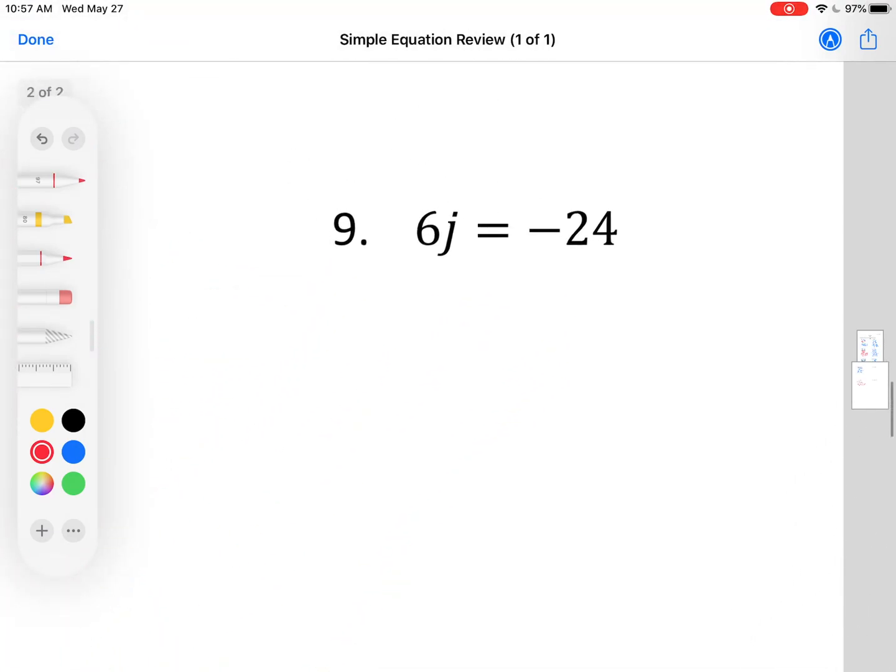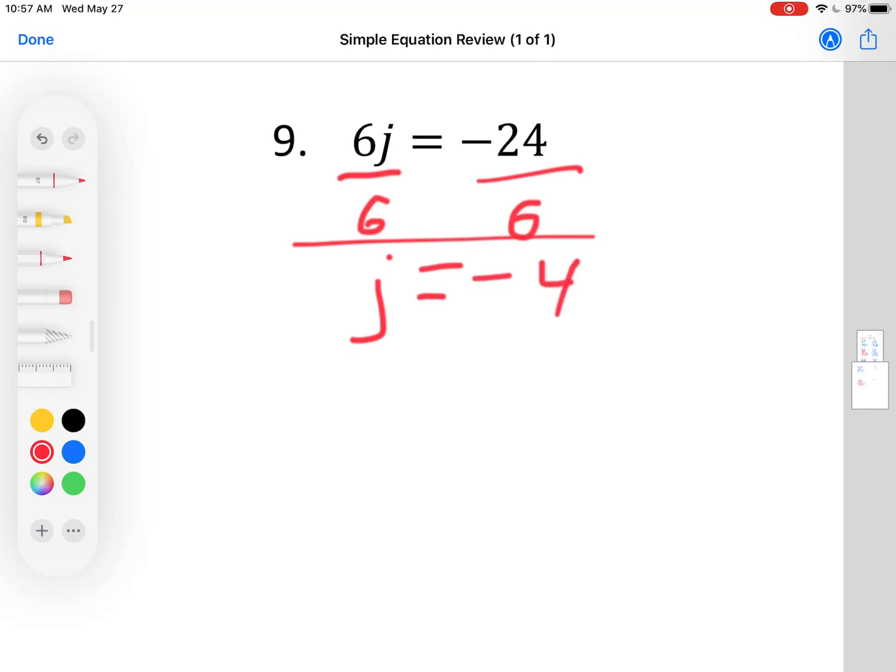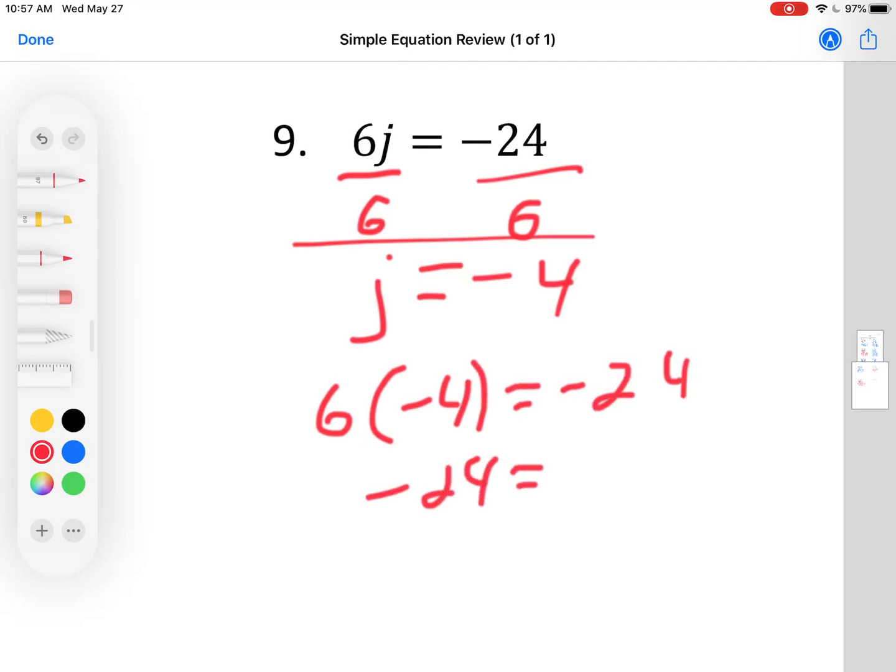Number 9. Hey, look, no plus signs. All you have to do is divide. What multiplies J? 6 does. Divide by 6, divide by 6. J equals negative 4. Check step. 6 times negative 4 equals negative 24. Negative 24 equals negative 24. Yay!